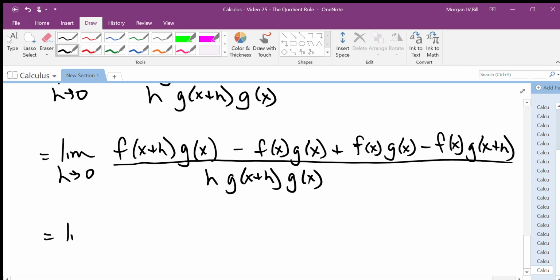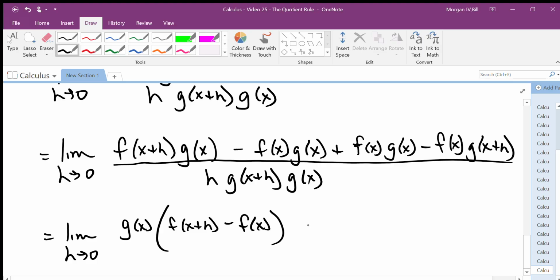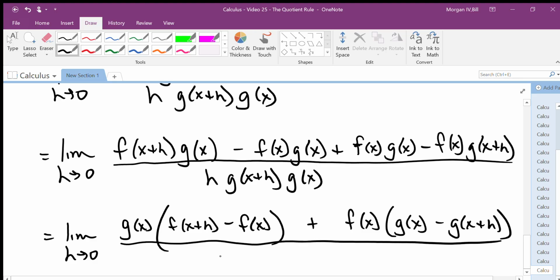The limit as h goes to 0. Numerator, first two terms, we can take out a g of x. We are left with f of x plus h minus f of x. That looks familiar. Plus, third and fourth term, they both have an f of x in common. That will leave me with g of x minus g of x plus h. A little bit less familiar, but somewhat familiar still. Divided by h, g of x plus h, g of x.